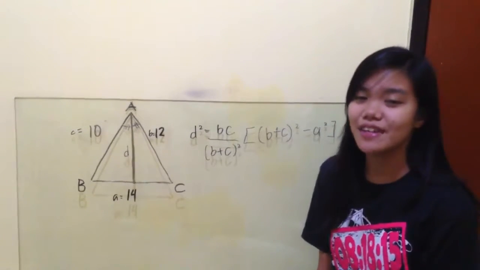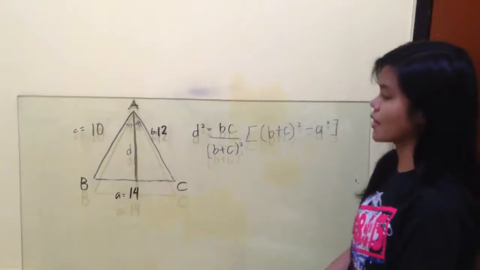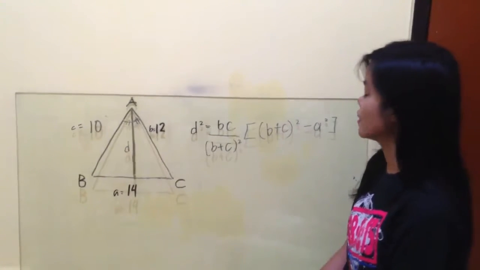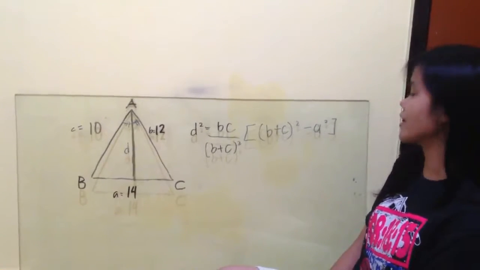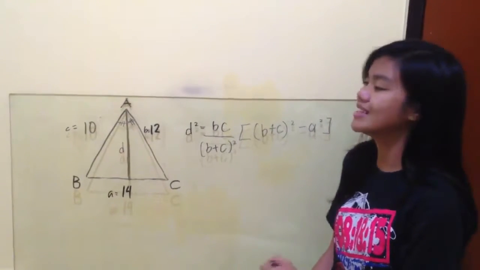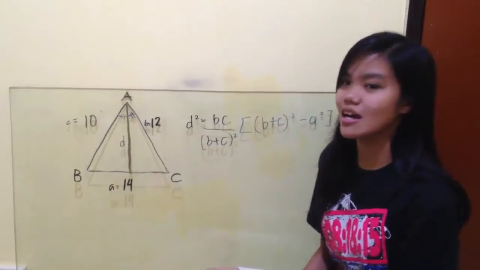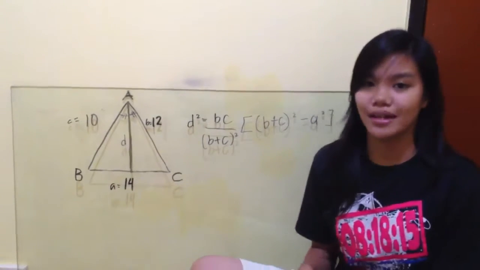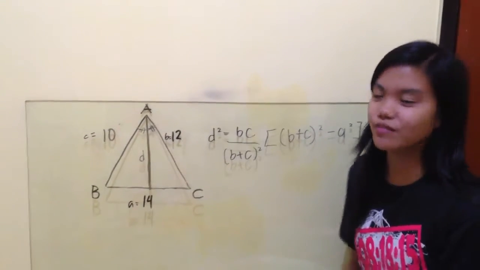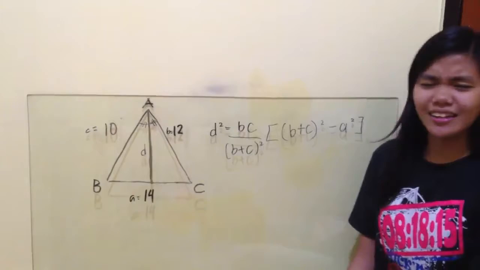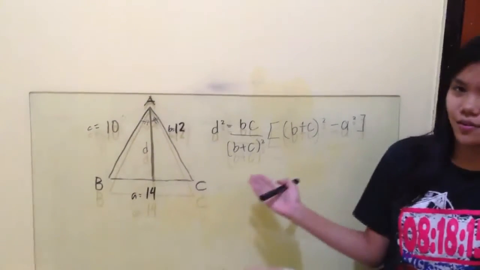In finding the length of an angle bisector, we need to remember the formula d squared is equal to bc over quantity b plus c squared multiplied by quantity b plus c squared minus a squared, where d is the angle bisector, a is the base, and b and c are the legs of the triangle respectively. Knowing this formula, we can now find the length of the angle bisector. And in order to come up with that, we just need to substitute all these values to this equation.